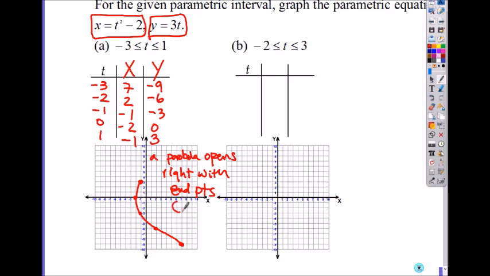Where was this? -1, comma, 3. And this was 7, comma, -9. When they ask you to describe it, that's what you're going to say. Can it be linear? Yes. Can it be a circle, ellipse, hyperbola, parabola? Yes. So you have to review what you did in geometry.